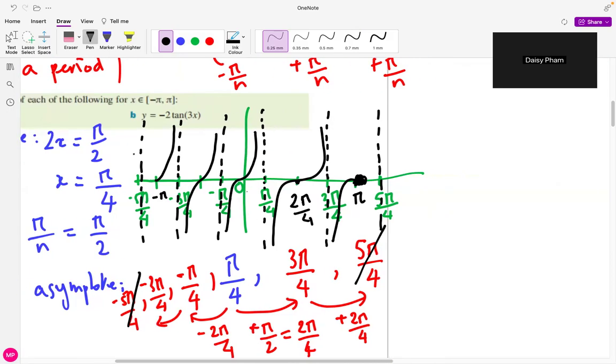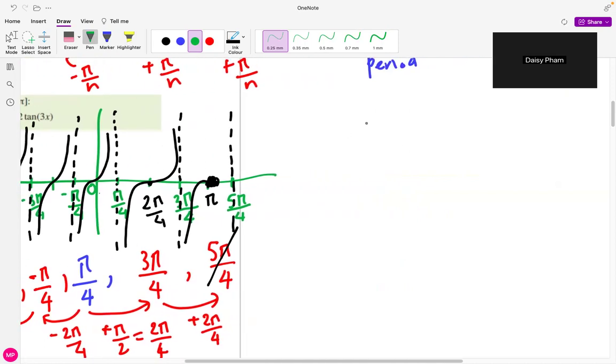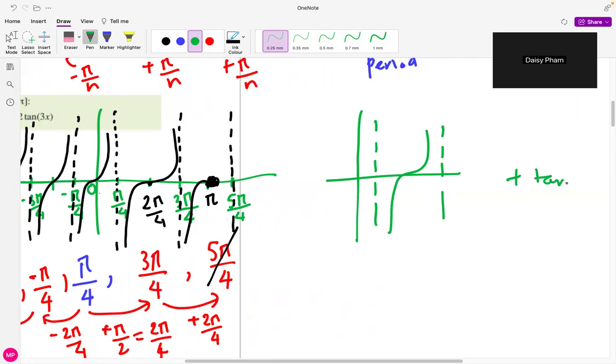All right. For B, it's pretty much the same thing, except that for B, if you have a negative tan graph, so the tan graph, this is positive tan graph. Okay, so this is positive tan. If you have negative tan, your shape will be just upside down, really. It's a reflection in the x-axis, so it goes like that now.